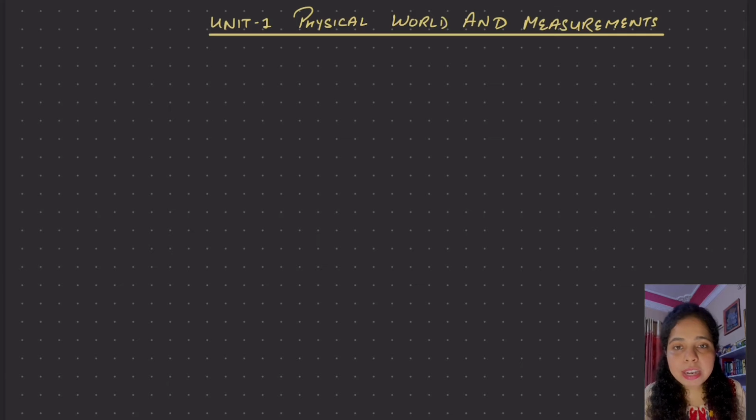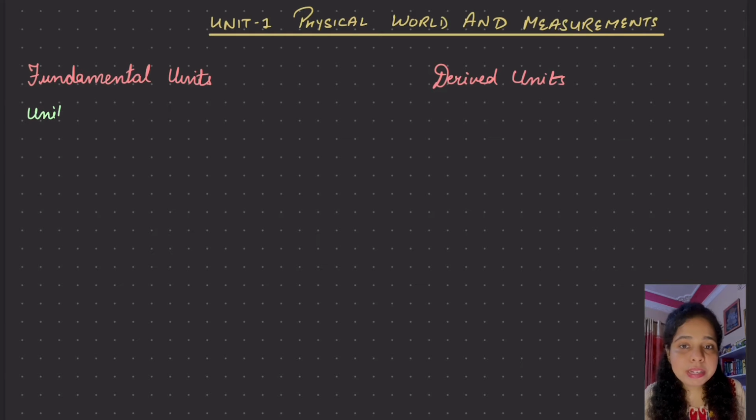We have left at a point where we defined physical fundamental quantities and physical derived quantities. Today we will continue from that point and we are going to define fundamental units and derived units. As the name suggests, the units which are possessed by the fundamental physical quantities are called fundamental units, and the units which are possessed by the derived physical quantities are called derived units.